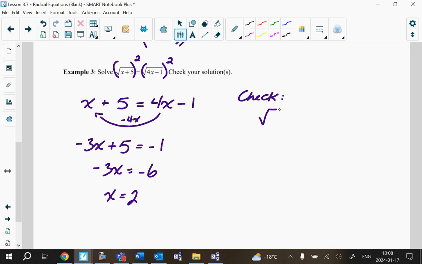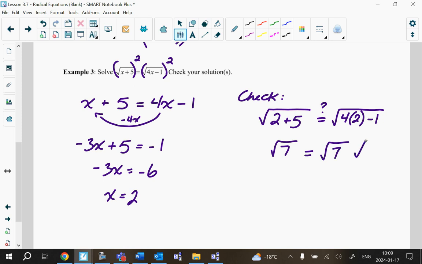Does the square root of 2 plus 5 equal the square root of 4 times 2 minus 1? What's the left side work out to? Square root of 7. Don't bother taking it because you can't do it exactly. See if this works out to the square root of 7. Yes. So it's good. How do we know?